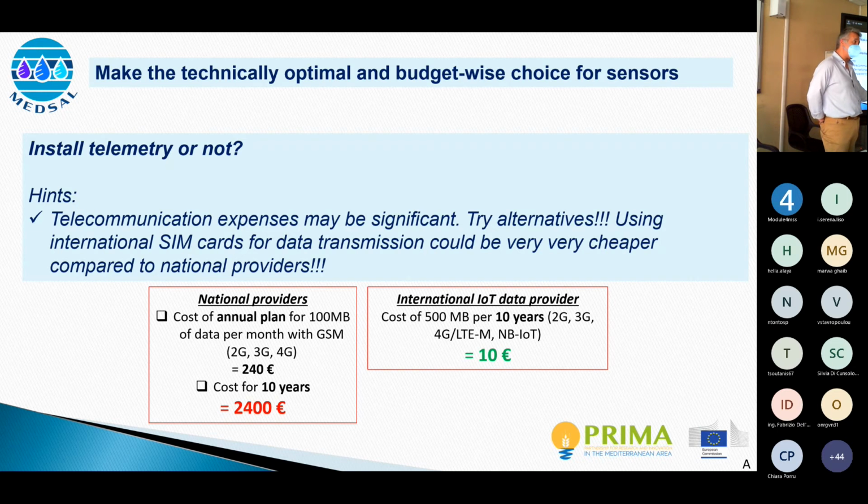If you go with a data plan offered through a foreign provider, I'm not going to say the country of the provider now, but individually we can tell you, then the very same data plan for 500 megabytes for 10 years in 2G, 3G, 4G, or NB-IoT is only 10 euros. So go out in the market, search very well what's available, and make up your minds. This works on roaming, but it works pretty well without extra costs. Be sure you check, otherwise you're going to be ripped off. Next one, please.